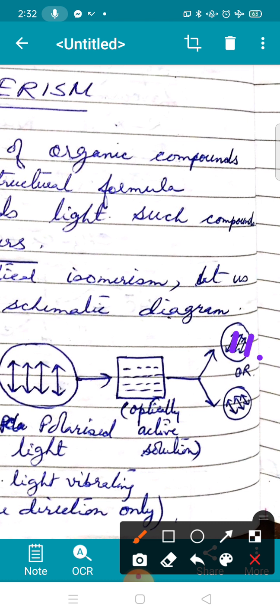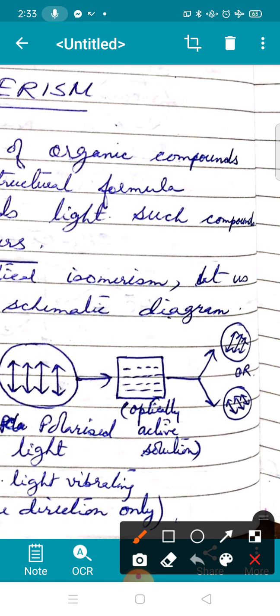Dextro spelling D-E-X-T-R-O and levo is spelled L-A-E-V-O. Levorotatory, that means the light got rotated towards left. Dextrorotatory quite often is designated by the symbol small plus or small d, and levorotatory is represented by minus or small l. Okay, so this is what we understand by optical isomerism.